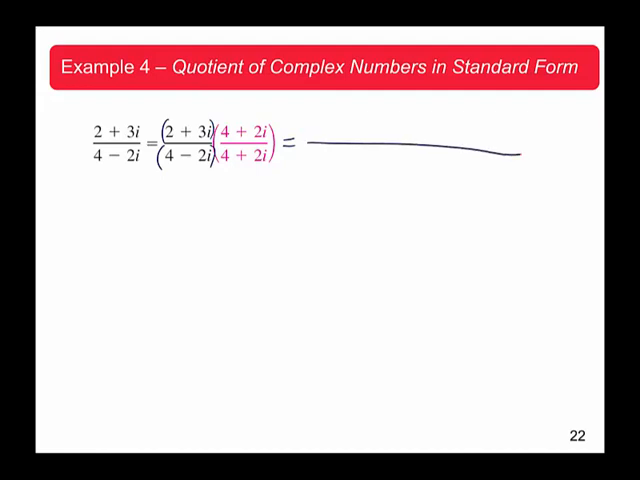Now let's simplify. On the top, 2 times 4 is 8. 2 times 2i, that's 4i. And 3i times 4, 12i.